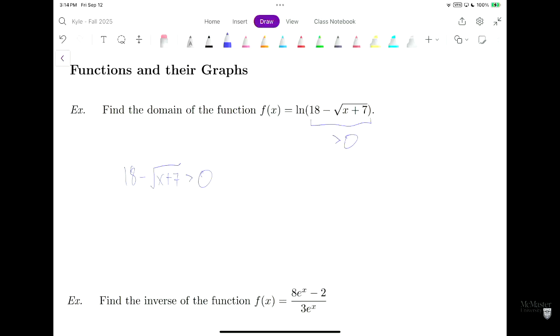We can continue to solve this inequality by adding root of x plus 7 to both sides. So we have 18 greater than root of x plus 7. We can square both sides. So 18 squared, anyone know that? 324. I got it wrong in the first tutorial, which is pretty funny. So is x plus 7 less than 324? And then in particular, we have x is going to be less than 317.